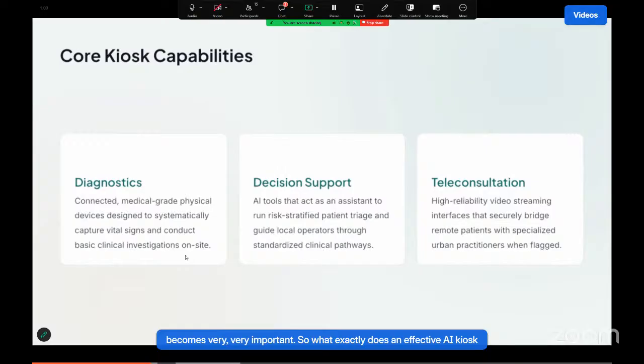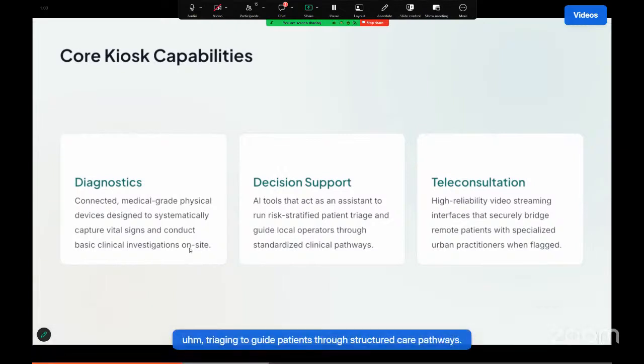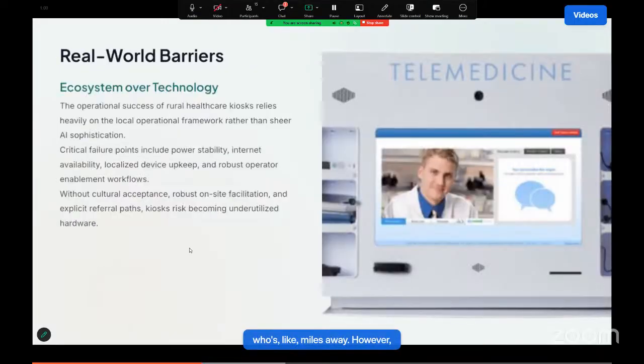So what exactly does an effective AI kiosk do? As you can see, it uses AI-powered triaging to guide patients through structured care pathways. And last but not least, teleconsultation, which is very important because this means that we get to integrate these capabilities, and that way we can connect the remote patient with a specialist who's miles away.